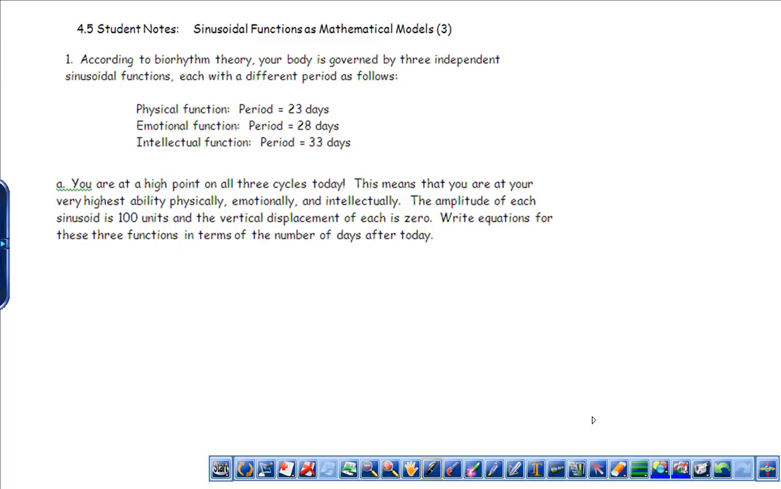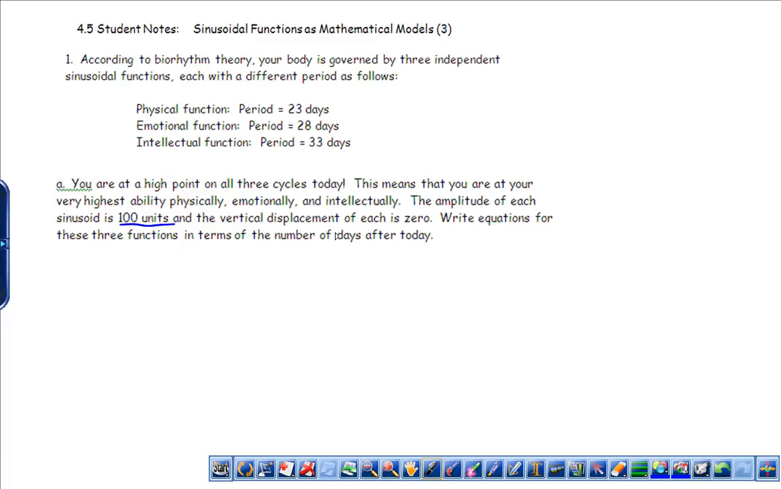According to the biorhythmic theory, your body is covered by 3 independent sinusoid functions, each with a different period as follows. Your physical period is 23 days, your emotional is 28 days, and your intellectual is 33 days. You're at a high point on all 3 cycles today. This means that you're at your very highest ability, physical, emotional, and intellectual. The amplitude of each sinusoid is 100 units, and the vertical displacement of each is 0. Write equations for these 3 functions in terms of the number of days after today.